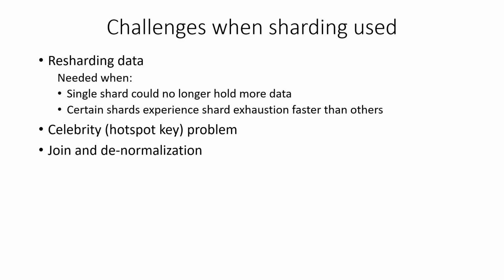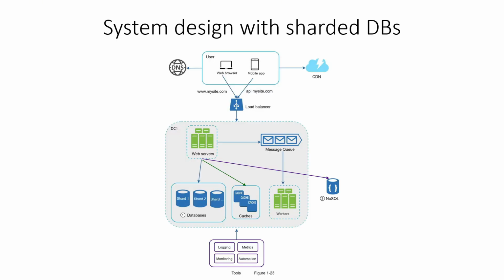Join and denormalization. Once a database has been sharded across multiple servers, it's hard to perform join operations across database shards. A common workaround is to denormalize the database so that queries can be performed in a single table. In Figure 123, we shard databases to support rapidly increasing data traffic. At the same time, some of the non-relational functionalities are moved to a NoSQL data store to reduce the database load.